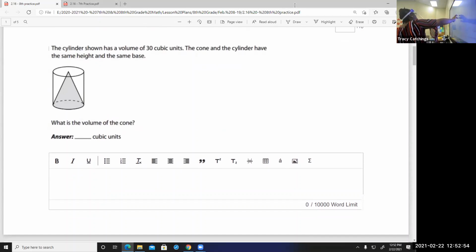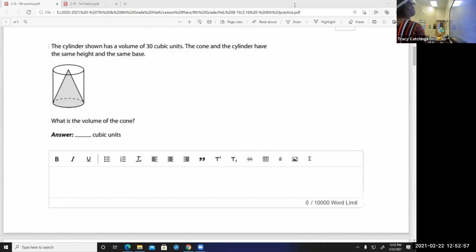All right, problem number 2 says the cylinder shown has a volume of 30 cubic units. It says the cone and cylinder have the same height and the same base. What is the volume of the cone? So let's see. They started with the cylinder. They told us what the volume is, and they told us we got the same height and the same base. So if I look at that base, that in other words would be the diameter. So make sure we remember all the way across is the diameter.